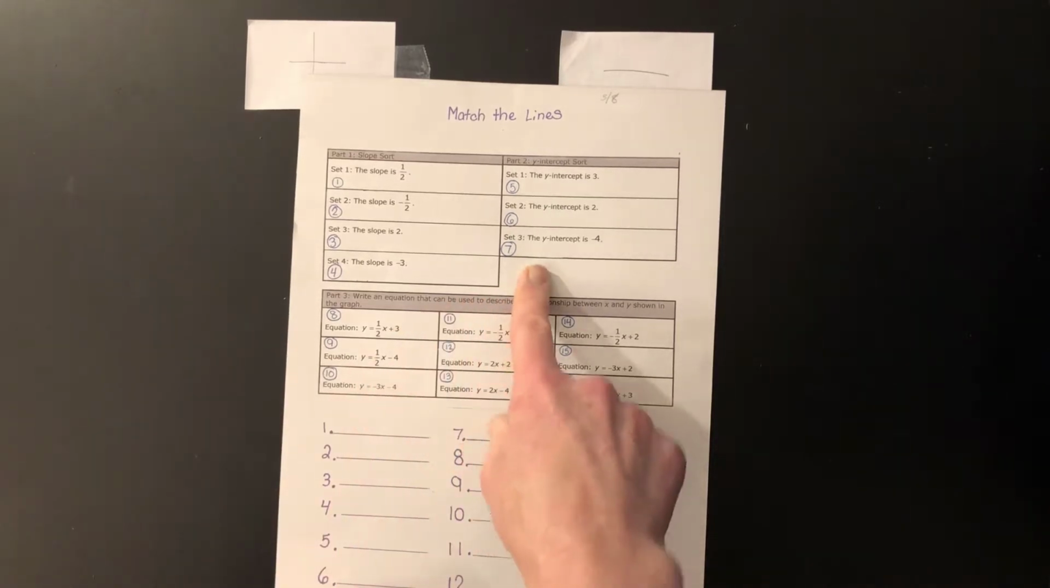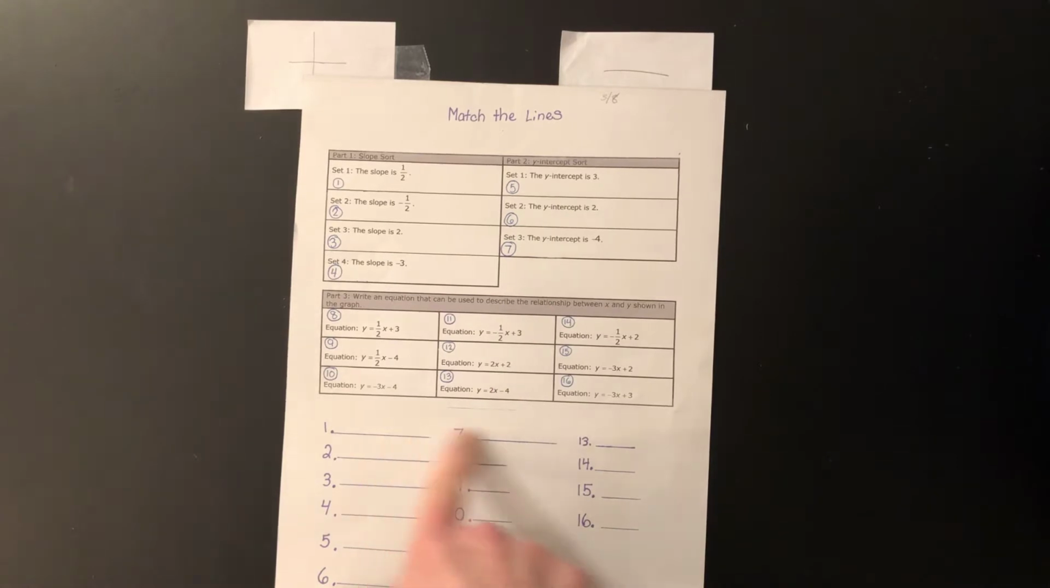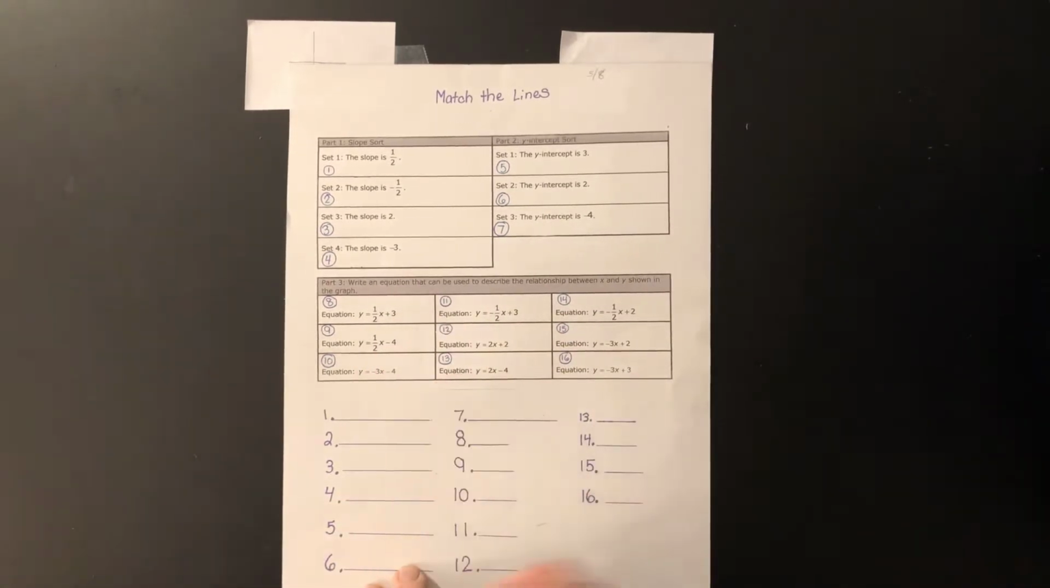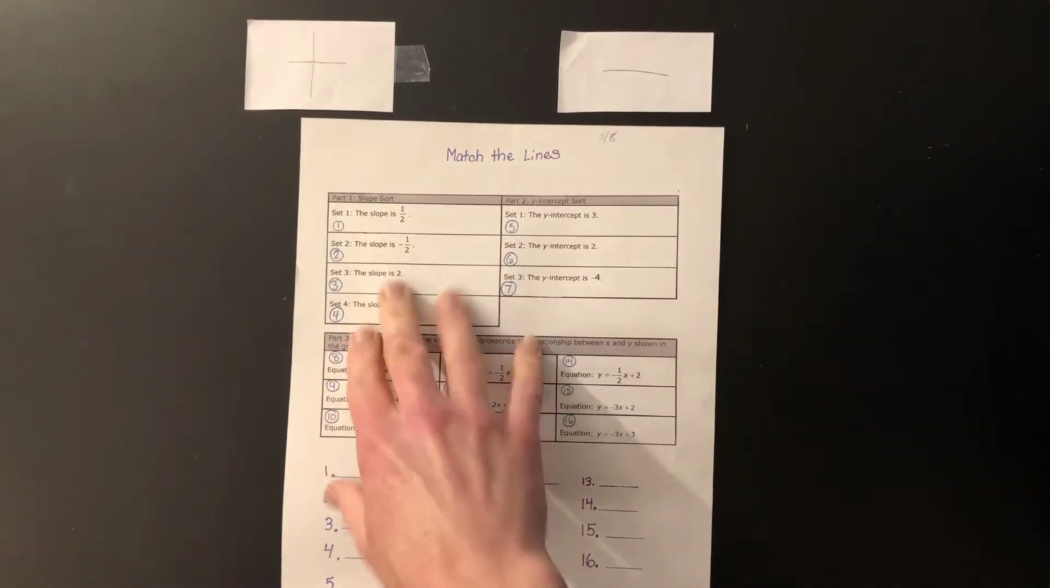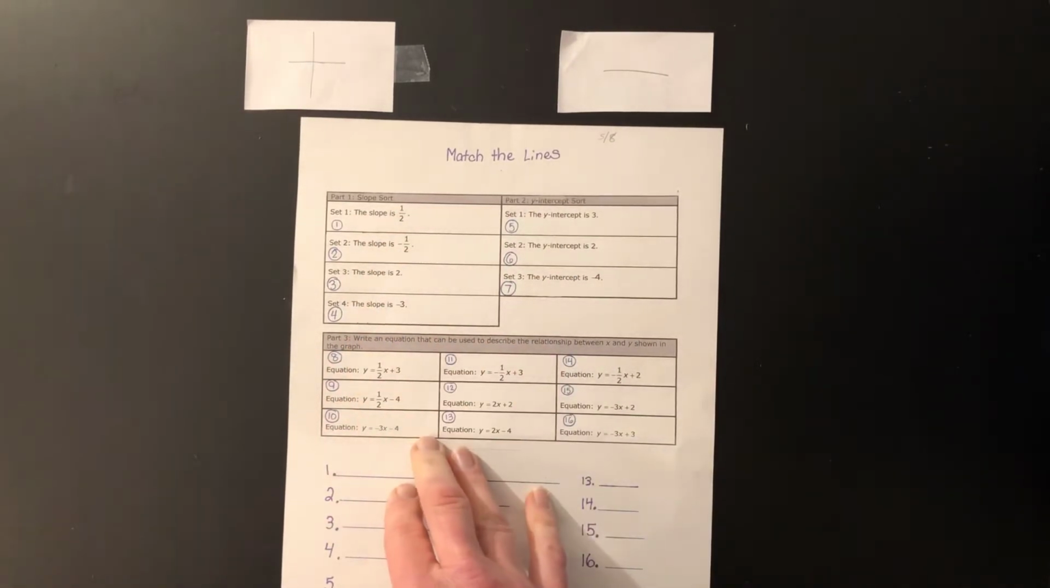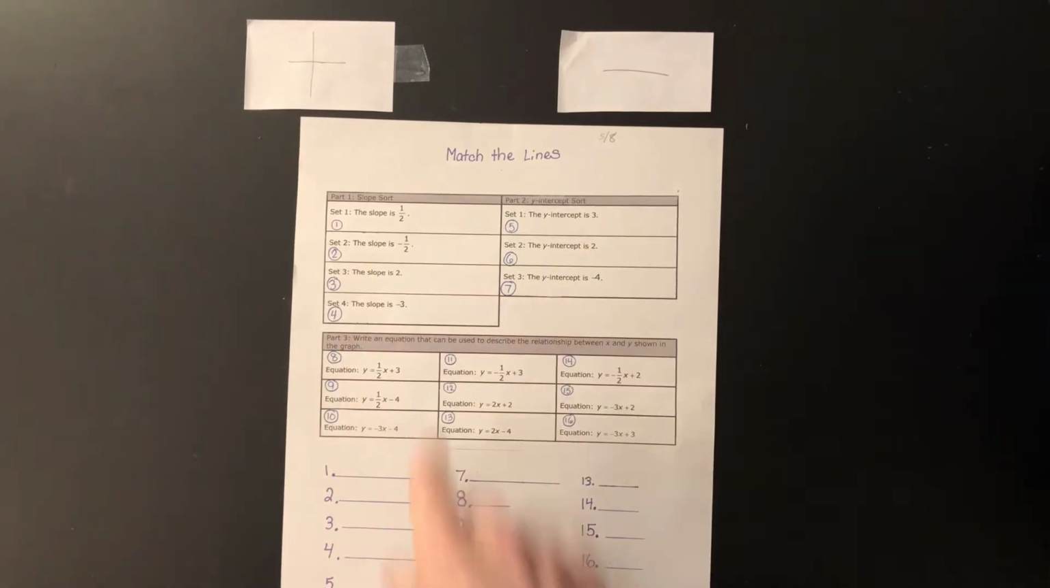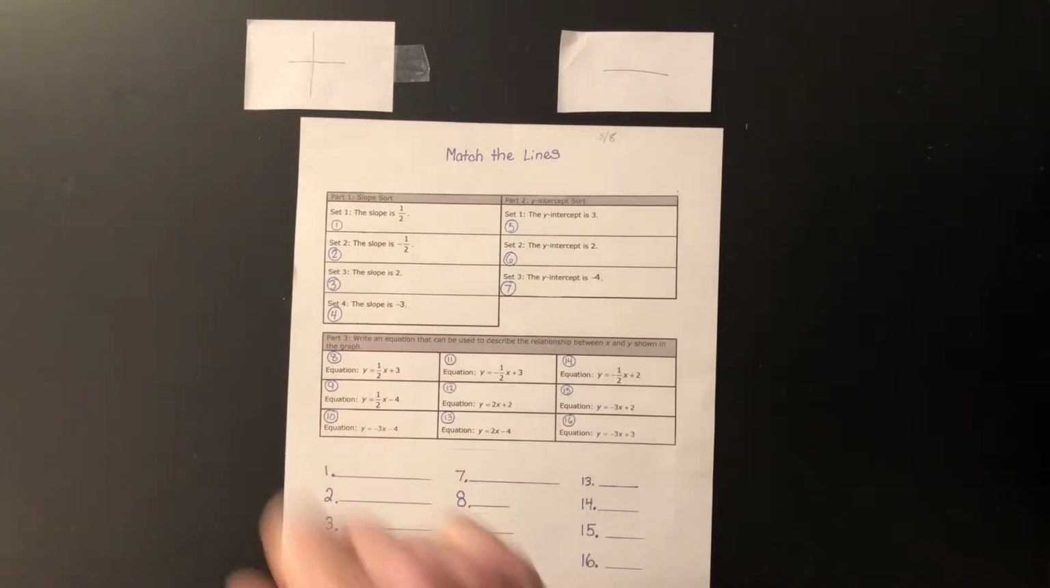Numbers 1 through 7, you may have more than one answer. So I made these lines a little bit longer. The others, you'll have exactly one answer. We'll do this part first. Up here, you are either to find the graph that matches a certain slope or a certain y-intercept. We'll start with the slopes.